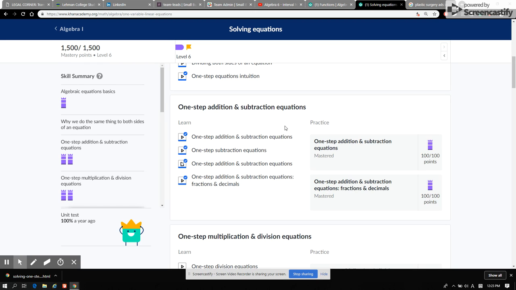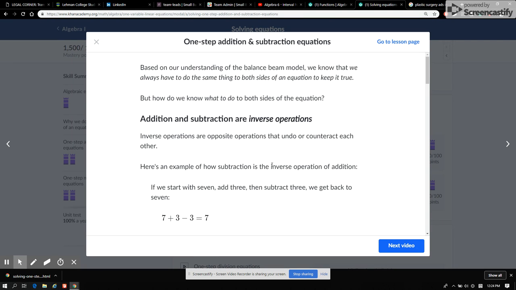Now, for the actualization section, we storyboarded a situation where it would have them actually work out a problem in the 3D space. But I just wanted to show how Khan Academy does it, and this is their version of the actualization section.